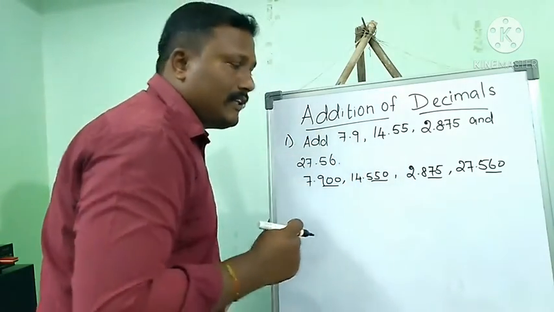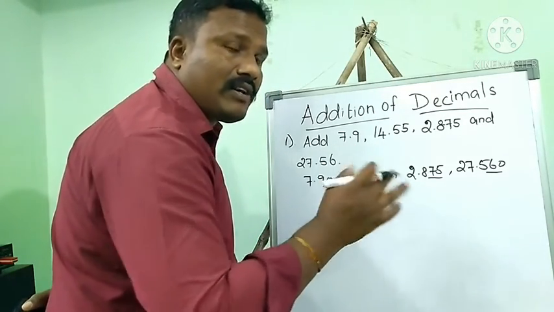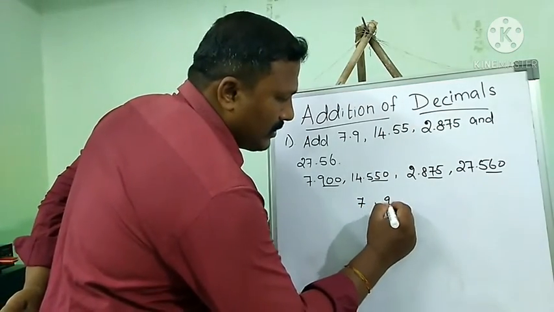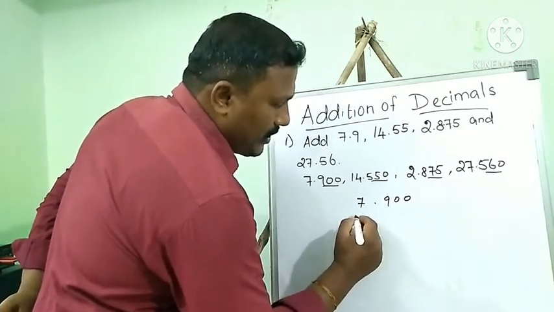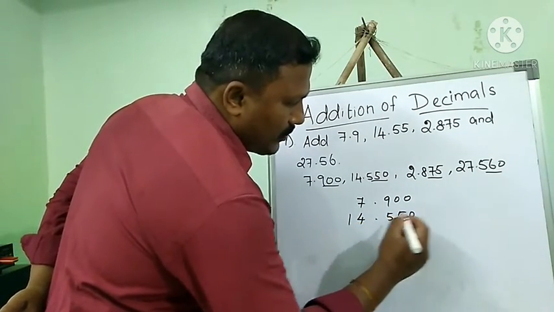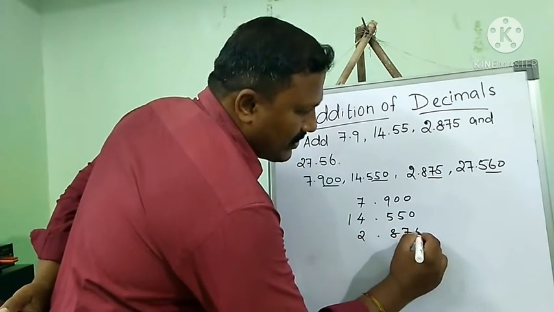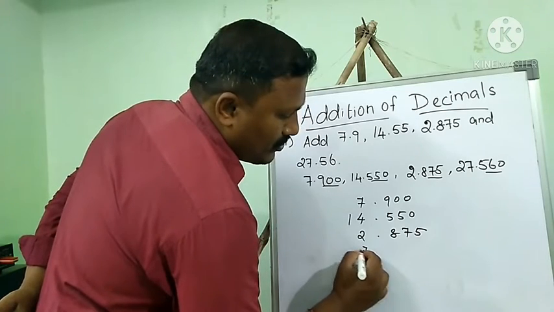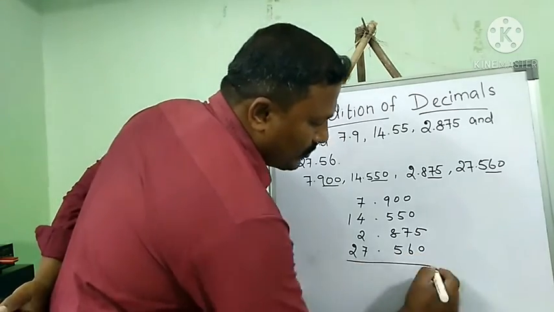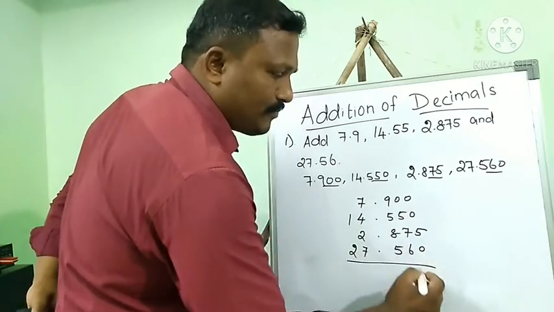Now we can add easily, but the whole part we keep as it is; we can't change anything. So for that I will write 7.900, then 14.550, then 2.875, then 27.560. So you have to arrange them column-wise. So now you can add column-wise.